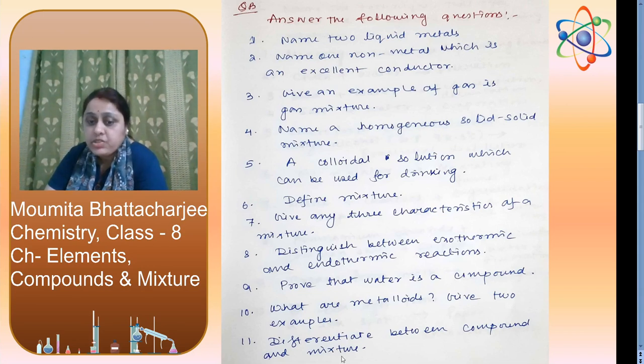In case of mixture, there is no fixed proportion when we are making the mixture from the components. In case of compounds, the components present are always in a fixed ratio. Next, after the formation of a compound, the original properties of the components do not remain, they change, but after the formation of a mixture, the original properties of the components remain the same.